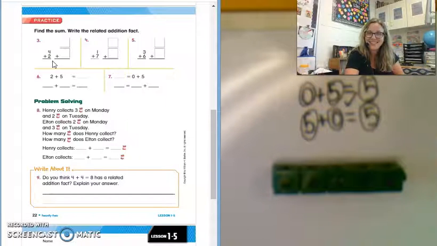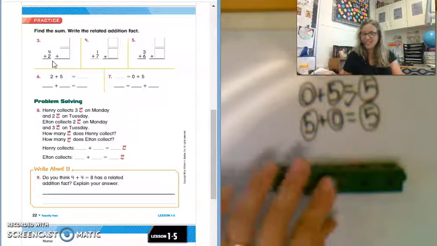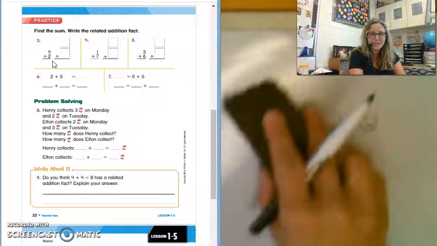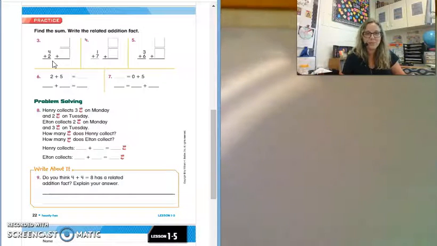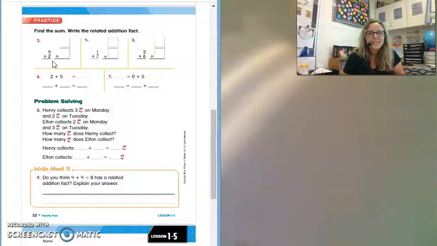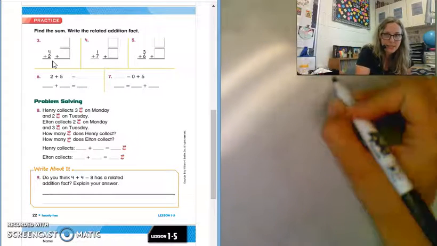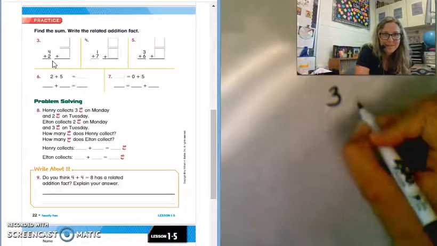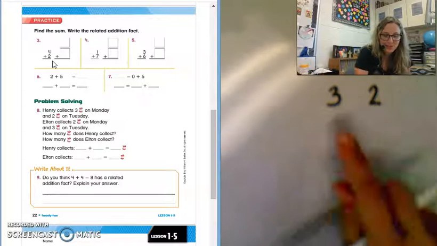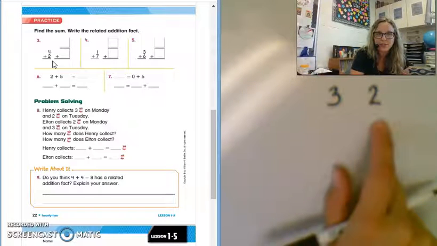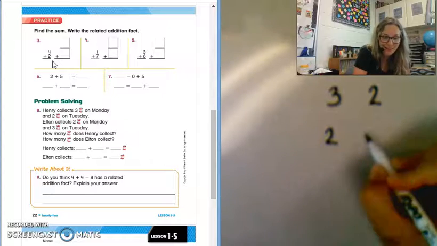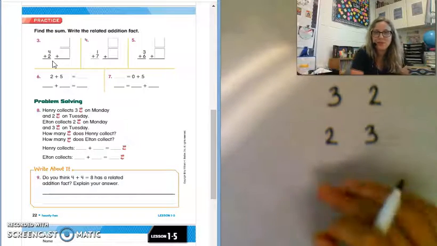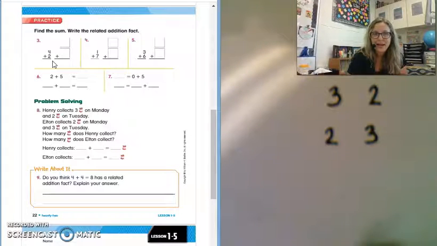They are related. Now let's take a look at our friends Henry and Elton. They are the characters in our problem-solving problem number 8. It says Henry collects 3 cans on Monday and 2 cans on Tuesday. So this is Henry, 3 on Monday, 2 on Tuesday. Elton collects 2 on Monday and 3 on Tuesday. So we have 2 number sentences here. How many does Henry collect and how many does Elton collect?